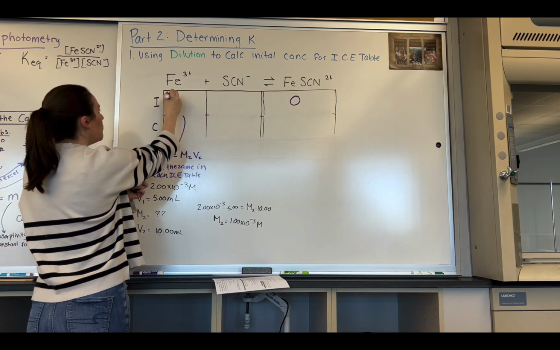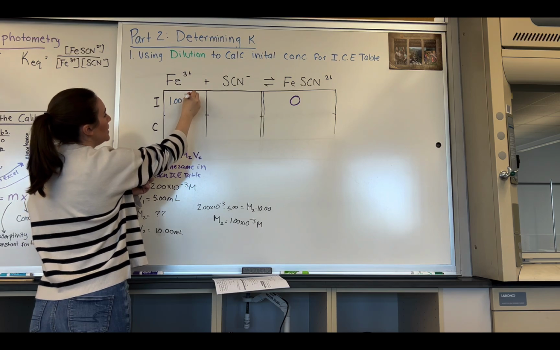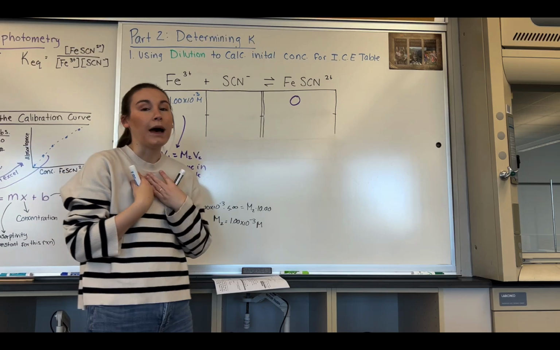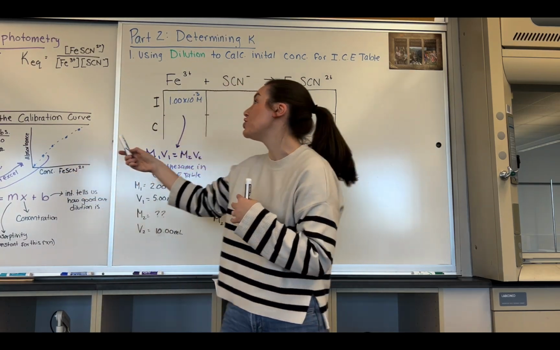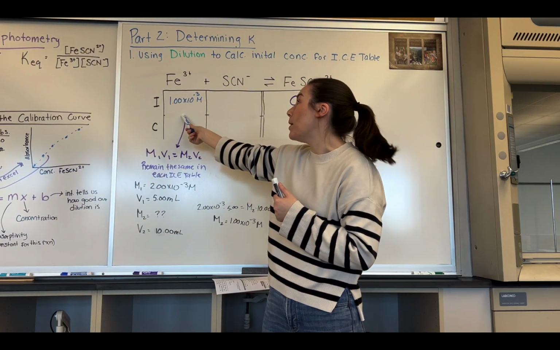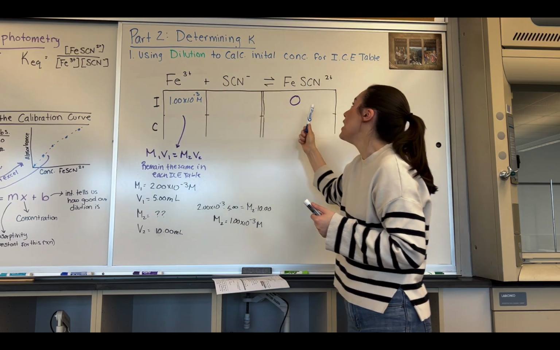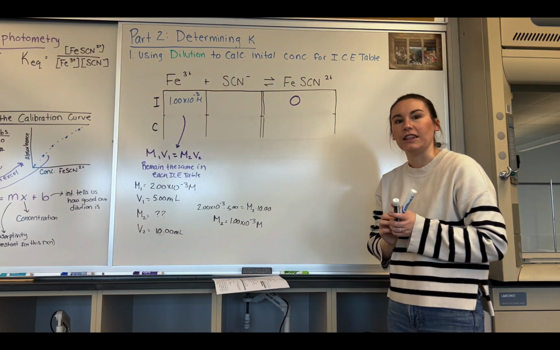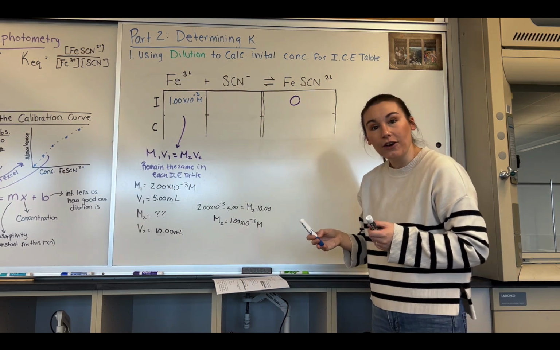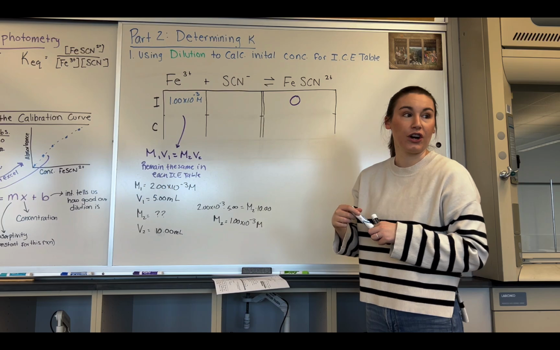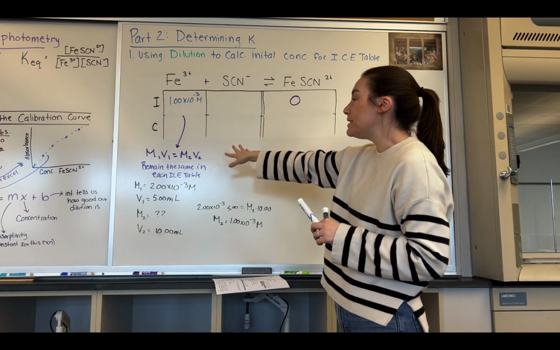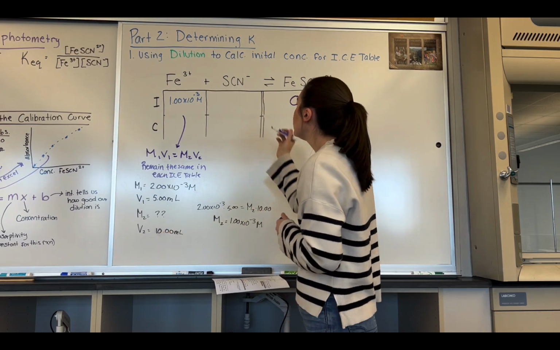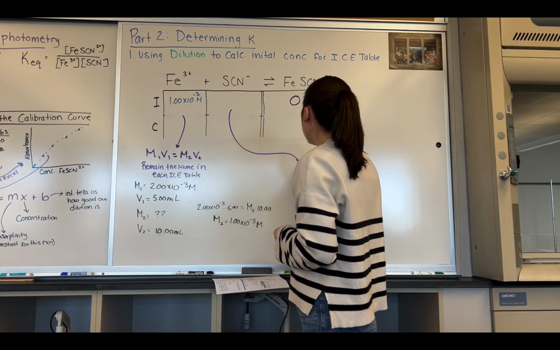So 1.0 times 10 to the minus 3 molar. So if I was plugging this in for my own data, every ice table would start with an iron concentration of 1.0 times 10 to the minus 3, an initial concentration of iron thiocyanate as 0, and now we have to calculate the initial concentration of the thiocyanate ion before the reaction started. Okay, so we're going to do a similar calculation. We're still going to do M1V1 equals M2V2 for that. Okay, so we're doing this again.